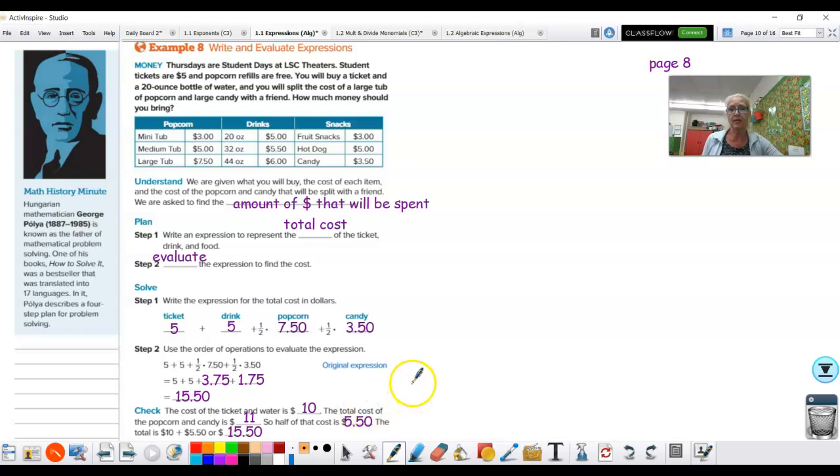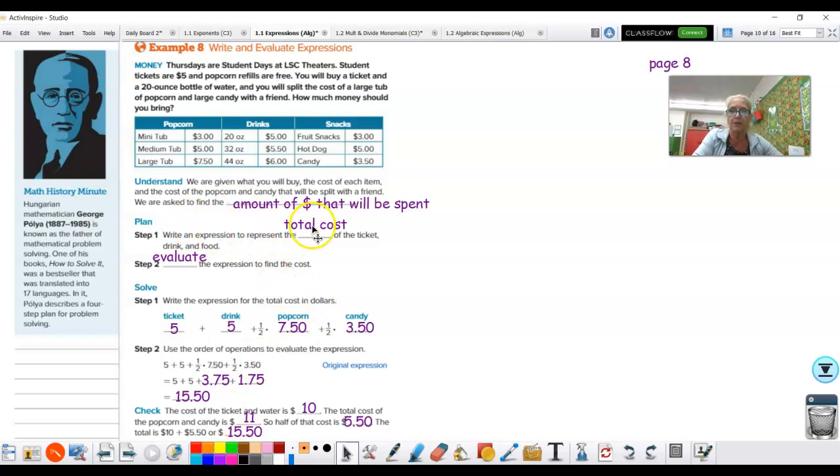Okay. Here we have Thursdays are student days at LSC Theaters. Student tickets are $5 and popcorn refills are free. You will buy a ticket and a 20-ounce bottle of water, and you will split the cost of a large tub of popcorn and large candy with a friend. How much money should you bring? We are being asked to find the amount of money that will be spent. How much are you going to need? Okay. I typed all this in advance because this was a lot of very small writing.